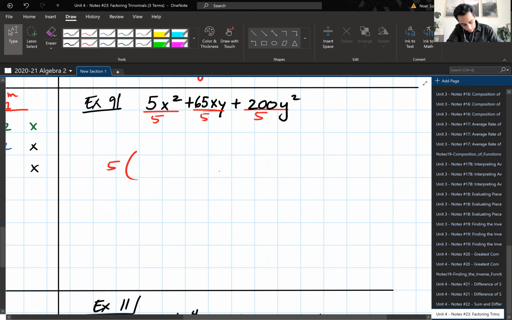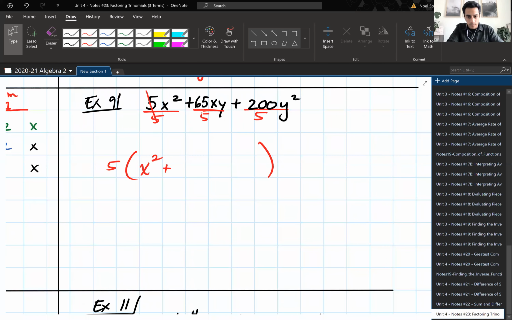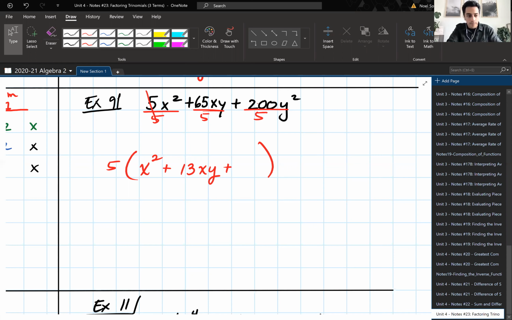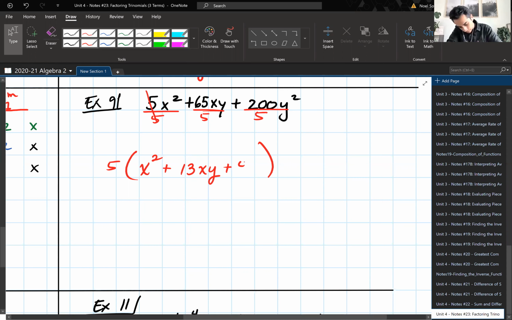We factor out the 5. What are we left with? 5 divided by 5 will cancel. We're left with x squared plus 65 divided by 5. What do we get? Yeah, it looks like we get 13xy plus 200 divided by 5. What do we get there? All right, we get 40y squared.